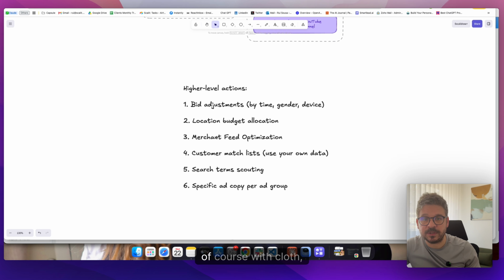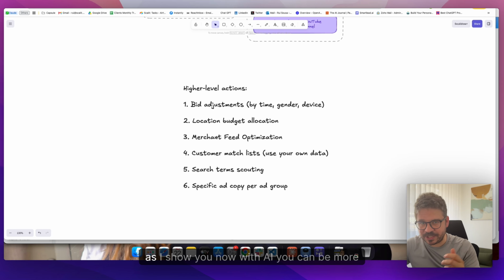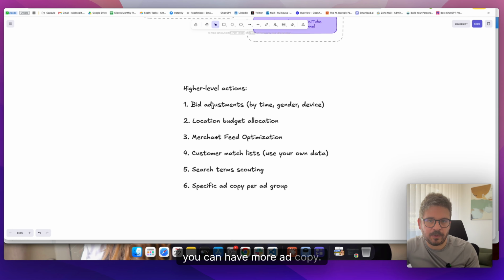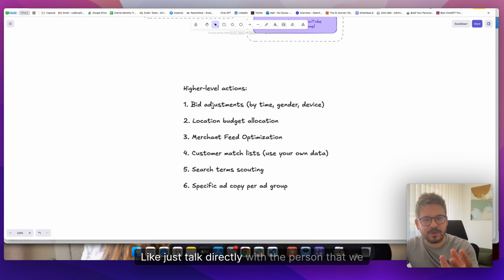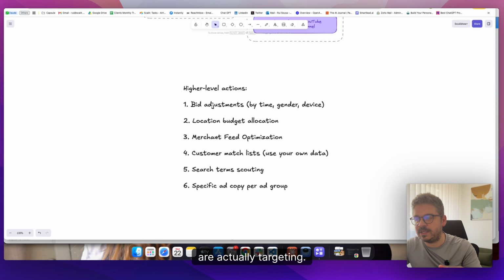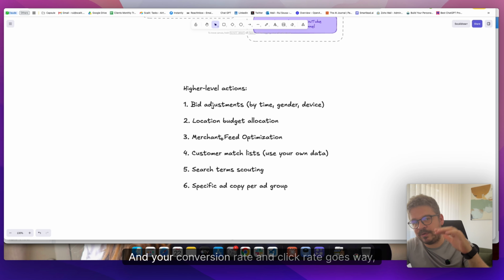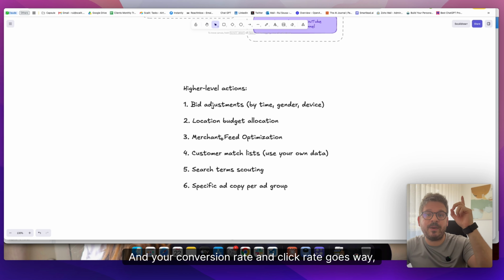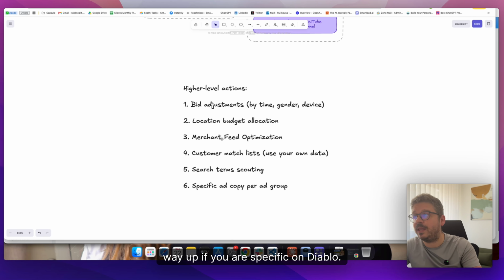And last but not least, of course, with Claude, as I showed you now with AI, you can be more specific, you can have more ad copy, and that's something we like to do. Okay, we like to be specific on ad copy per ad group, like just talk directly with the person that we are actually targeting. So that's a really important thing, and your conversion rate and click rate goes way up if you are specific on the ad group.